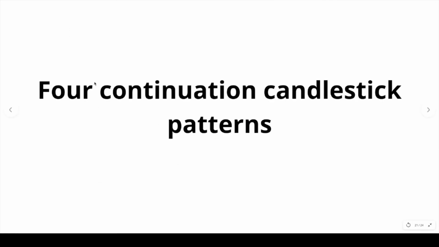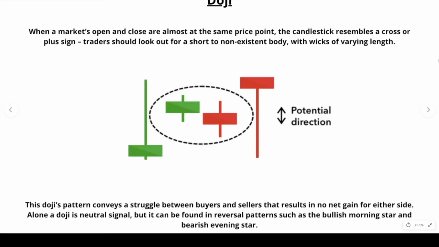Next up, we will be looking at 4 continuation candlestick patterns. These patterns suggest a continuation in a current trend, whether it be an uptrend or a downtrend. For our first continuation candlestick pattern, we will be looking at the doji. The doji is formed when a market's open price and close price are almost at the same price point. The candlestick resembles a cross or a plus sign. Traders should look out for a short to non-existent body with wicks of varying lengths.